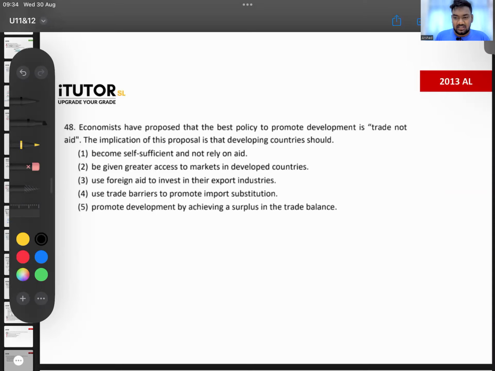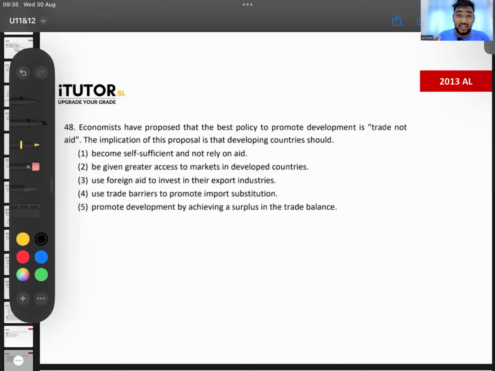Become self-sufficient and not rely on aid. Is that what it means? Are they saying become self-sufficient? That means produce everything that you need in your country. We don't want anyone else to give us anything. We will produce everything. Is that what it means? Can you develop like that, guys? If Sri Lanka tries to produce everything that we need, try to become self-sufficient, do you think we can develop? I don't think so, right? You can't develop when you become self-sufficient.